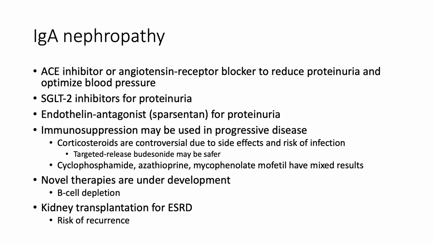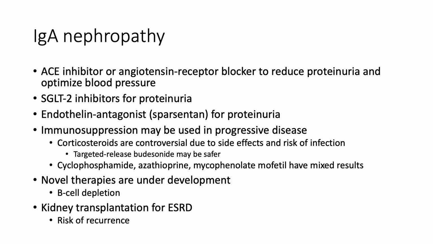If you're having severe or progressive disease, often that's when immunosuppression is considered. Historically, that meant long courses of corticosteroids like prednisone. However, that's often not recommended because of side effects and the risk of infection, so it really depends on the patient. There is a new FDA-approved targeted release budesonide that may be safer, that people are using more for IgA nephropathy.